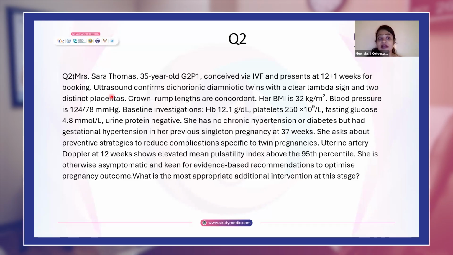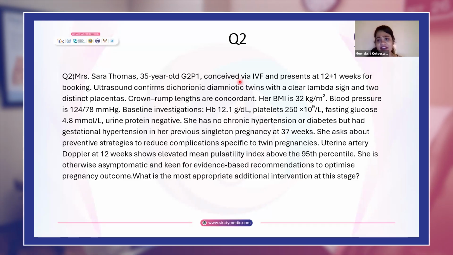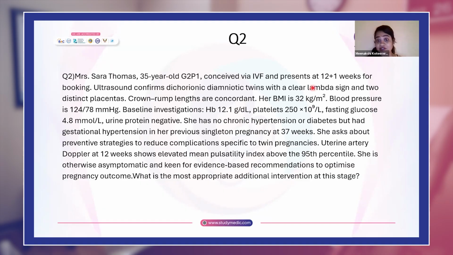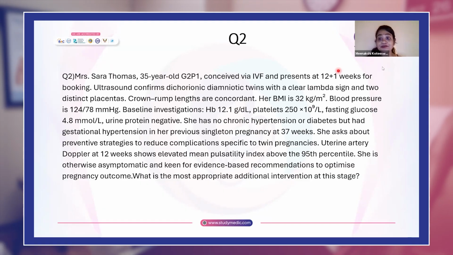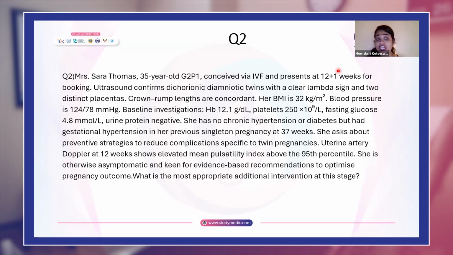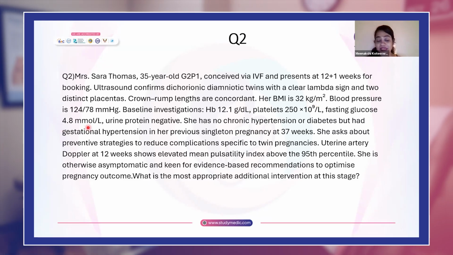Then we've got Mrs. Sarah Thomas, who's a 35-year-old second gravida, conceived with IVF, at 12 weeks of gestation. USG confirms DCDA twins, and there's a lambda sign with 2 distinct placentas. Crown rump lengths are concordant. Her BMI is 32. Blood pressure is 124/78. Baseline investigations: HB is 12.1, platelets are 2.5 lakhs, and fasting glucose is 4.8 millimoles per liter.